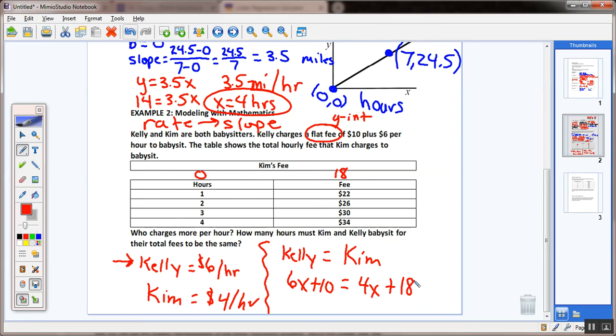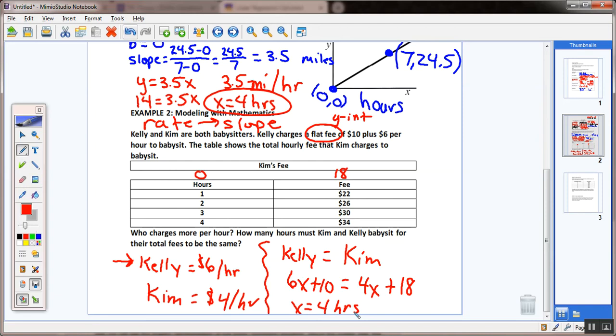Okay. You guys solve that equation there quickly. 6x plus 10 equals 4x plus 18. And tell me how many hours when their fee will be the same. 4. X is 4 hours. Yep. At 4 hours, you would pay how much to each person? $34. 4 hours, $34.